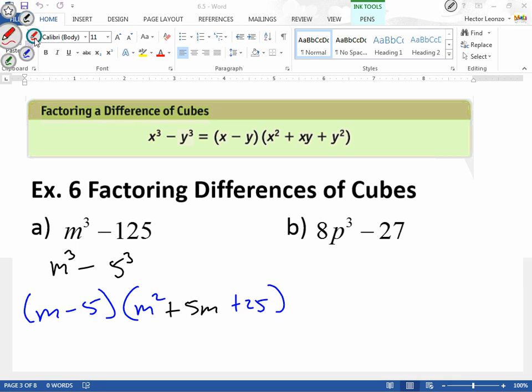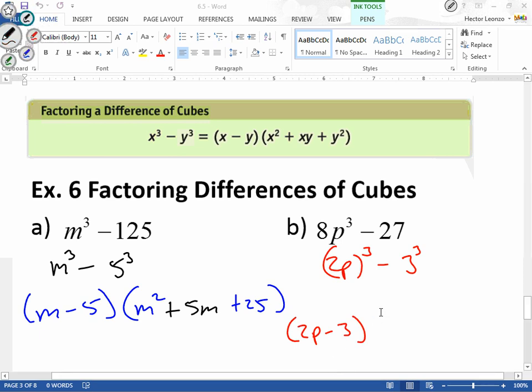All right, let me use red for this other example. Let me rewrite this as 2p all to the third minus 3 to the third. Because I want it to be a difference, so minus all the cubes. My first parentheses will be 2p minus 3, right? I'm ignoring the cubes. For the second parentheses, I'm going to do 2p times 2p, right? I'm going to square the first term. 2p times 2p will give me 4p squared. At the end of the parentheses, I square the second one. Negative 3 times negative 3 gives me plus 9.